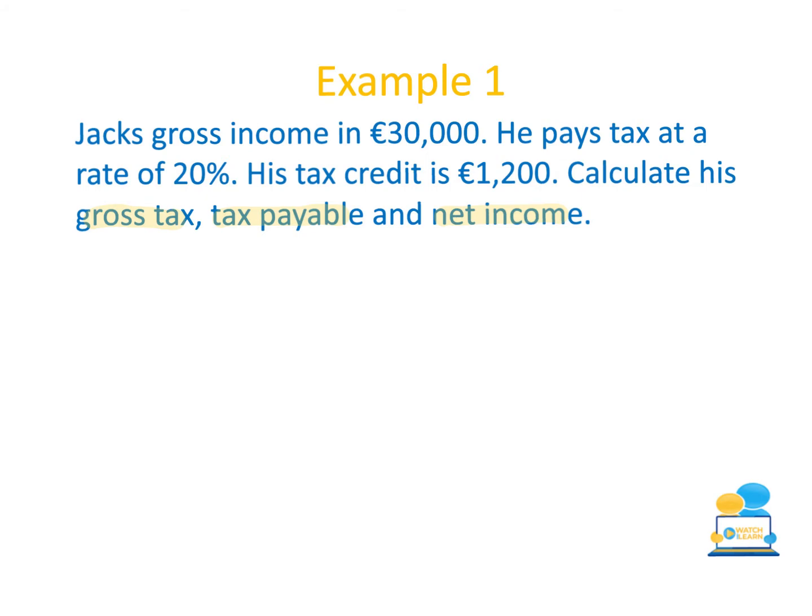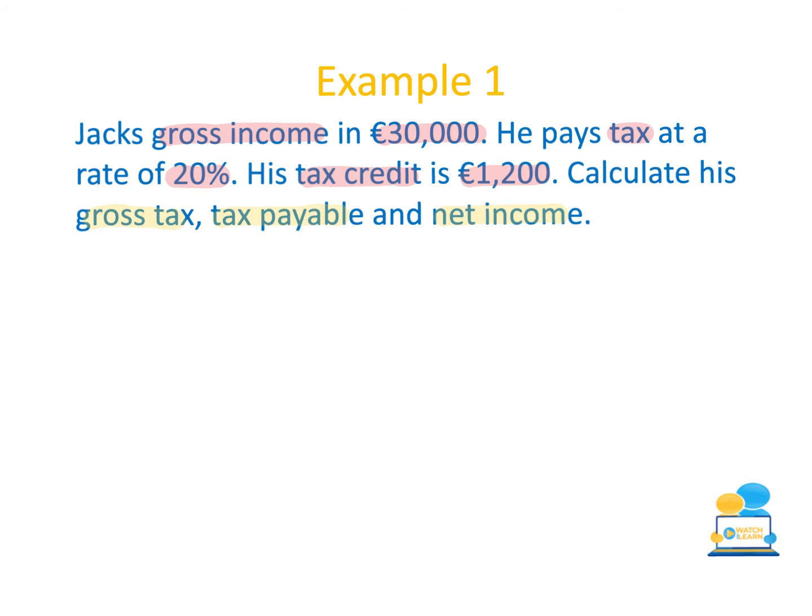So before we get started with the question, we'll just highlight what they've told us that's important. They've told us that his gross income is €30,000. So that's how much he gets paid at the start before any deductions are kicked in. He pays tax at a rate of 20% and he has a tax credit of €1,200.